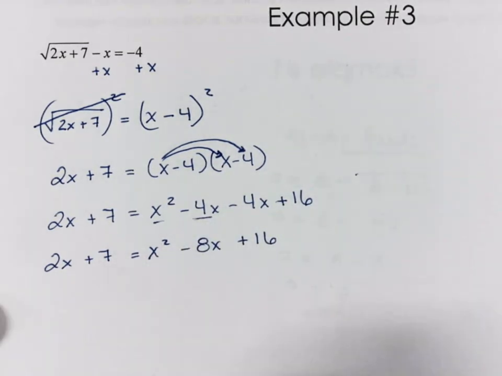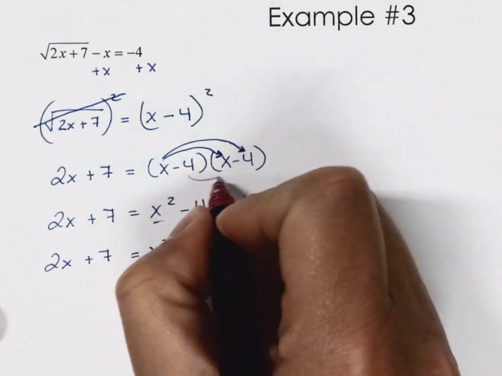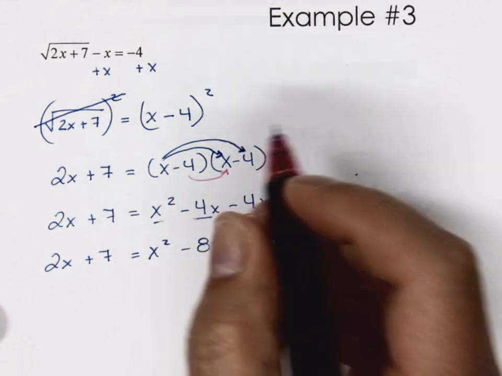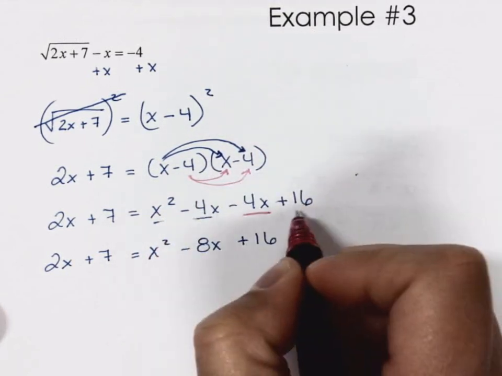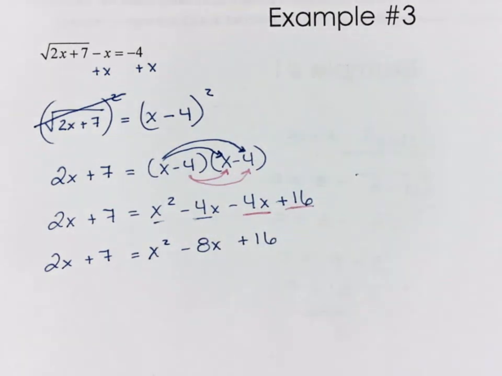And then I'm going to go underneath, and I'm going to go negative 4 times x. So that's that one. And negative 4 times 4 is that positive 16. By this time, we should be getting really good at multiplying. Okay, as soon as I see that x squared, what do I know I have to do? I'm going to have to factor it, right? I'm going to have to factor to use my quadratic.